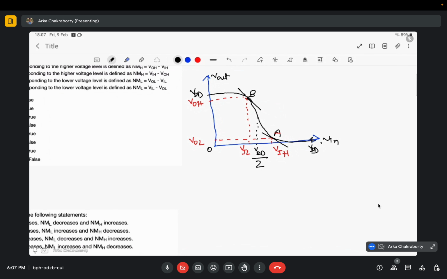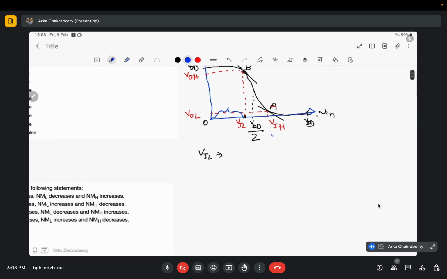Let us look into it. Basically V input low is the maximum voltage up to which we can consider the logic to be logic low at the input side. So any voltage between 0 and V input low can be considered as logic 0 at the input. And V input high is the minimum voltage above which I can consider the input logic to be high, called V input high or VIH. Okay, so this is basically the definition of V input low and V input high.